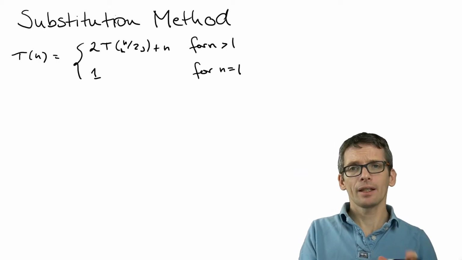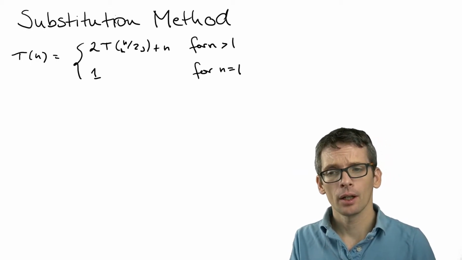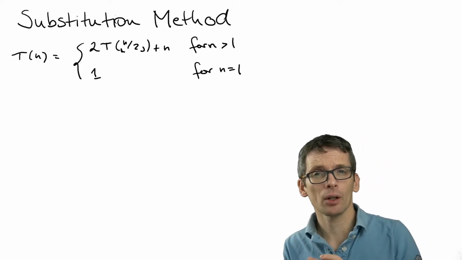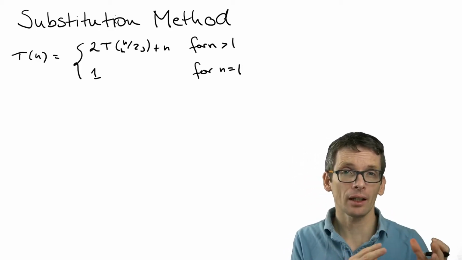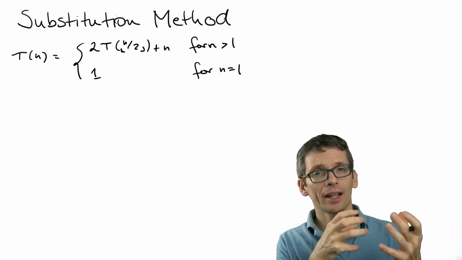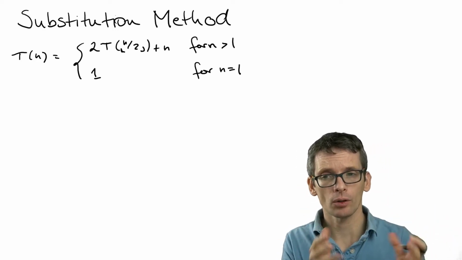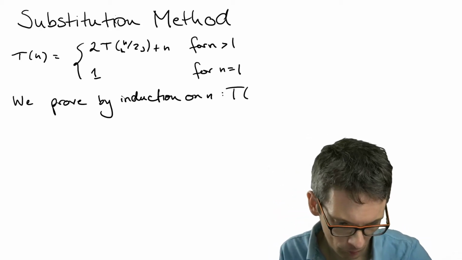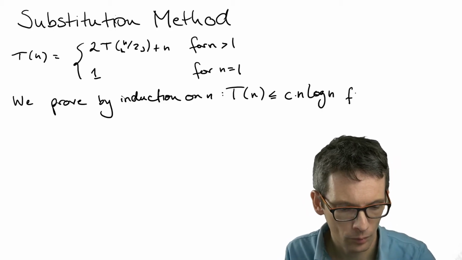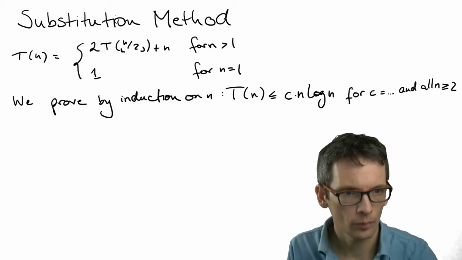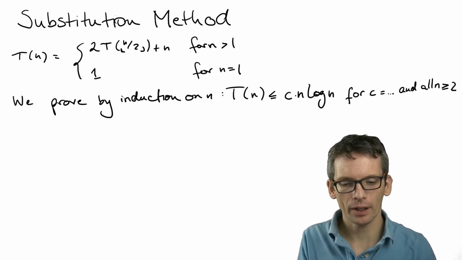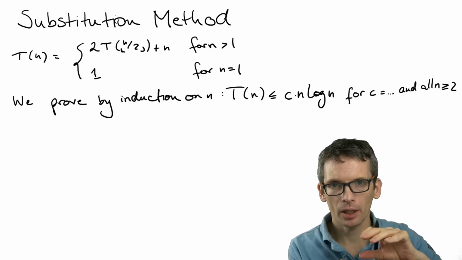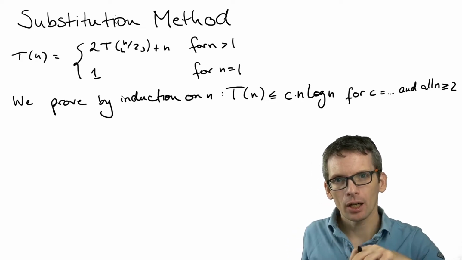And why will we need several base cases? The issue here is that we'll want to prove that t of n is smaller or equal c times n log n. And now we have the problem that log of 1 is 0. So let me show that. So we're going to prove that t of n is smaller or equal c times n log n, for, okay, c I still need to specify, but we can only prove this for n larger or equal 2.